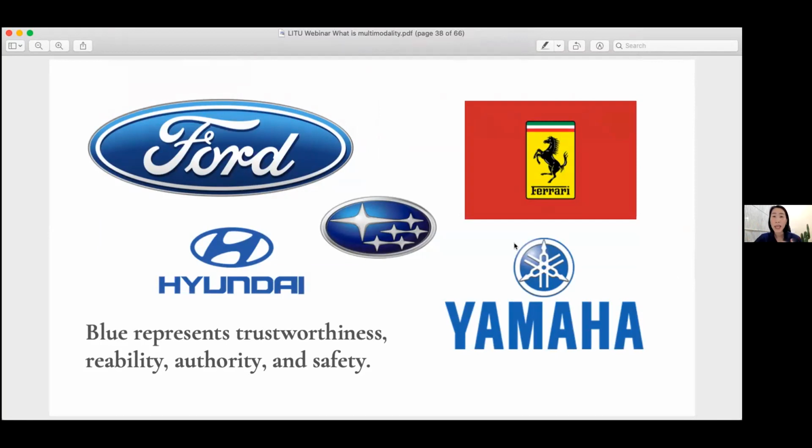And also, if we talk about research again, if you notice, a lot of fast food restaurants use red. KFC, McDonald's, Wendy's, what else? There are a lot of fast food brands that use red, and that's because research shows that red stimulates appetite, right? It makes you want to eat more. On the contrary, blue represents trustworthiness, reliability, something authoritative and safe as well. Hence a lot of automotive brands, like Ford, Subaru, Hyundai and Yamaha, tend to use blue because it represents safety, something that you can trust. However, if you look at Ferrari, right, they don't really care about safety.